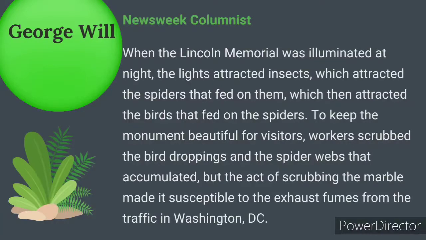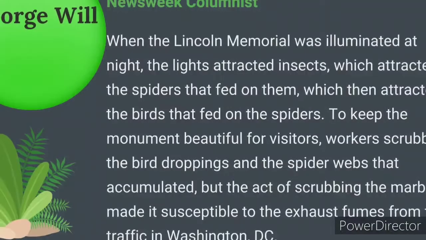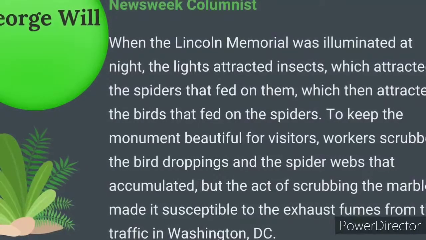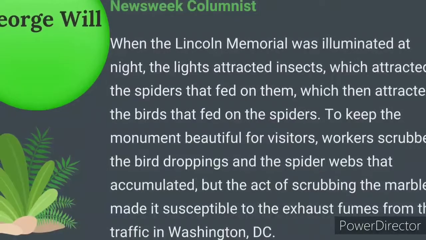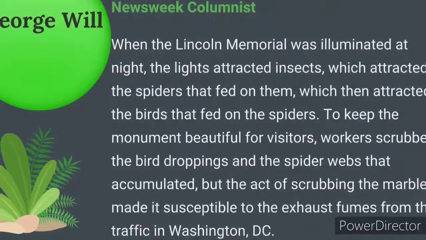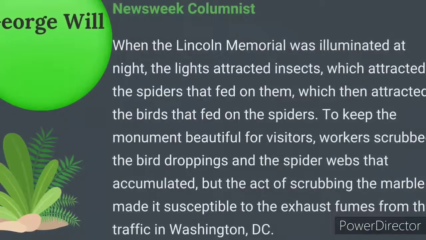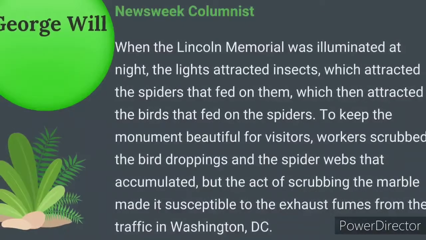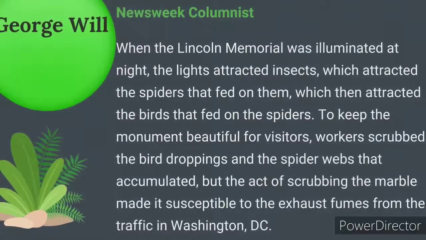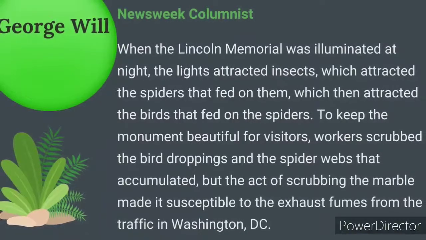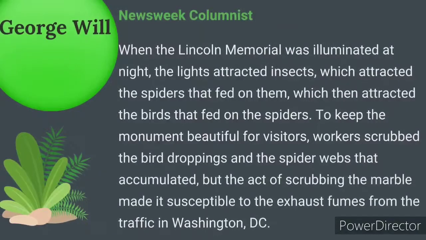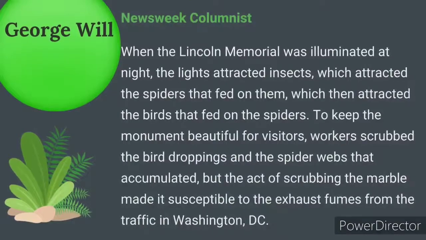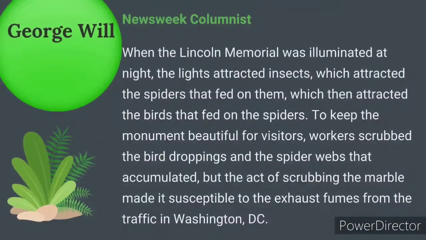George Will, a Newsweek columnist, dramatically illustrates the principle of interdependence and also reminds us that because we are all interdependent, actions we take sometimes have unanticipated consequences. You see, when the Lincoln Memorial was illuminated at night, the lights attracted insects, which attracted the spiders that fed on them, which then attracted the birds that fed on the spiders. To keep the monument beautiful for visitors, workers scrubbed the bird droppings and the spider webs that accumulated, but the act of scrubbing the marble made it susceptible to the exhaust fumes from the traffic in Washington, D.C.